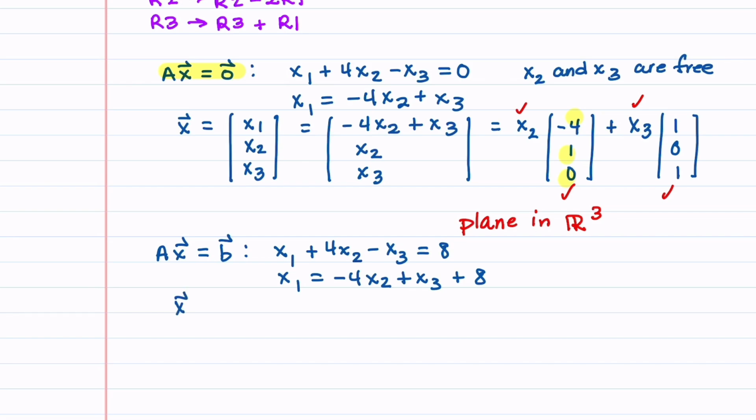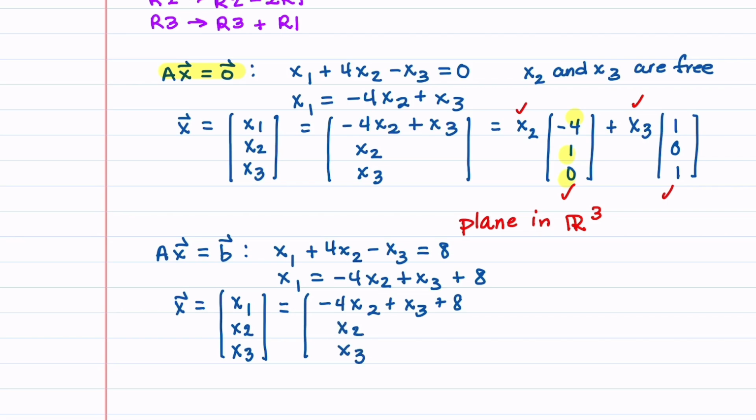Our vector x is again x1, x2, x3. We're going to plug in for x1, so we have minus 4x2 plus x3 plus 8, and then x2 and x3 go in as themselves, just like they did. Now we're going to split this up. We pull out an x2, and we have the vector minus 4, 1, 0, just like above. And then we'll pull out an x3, and we have 1, 0, 1, just like above.